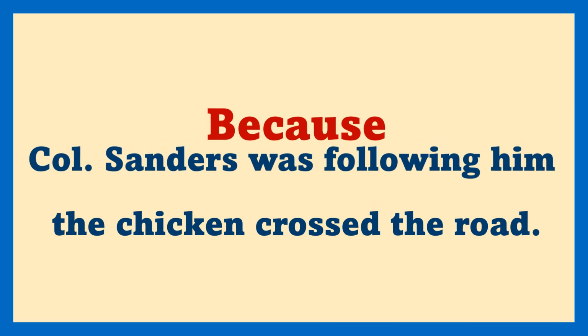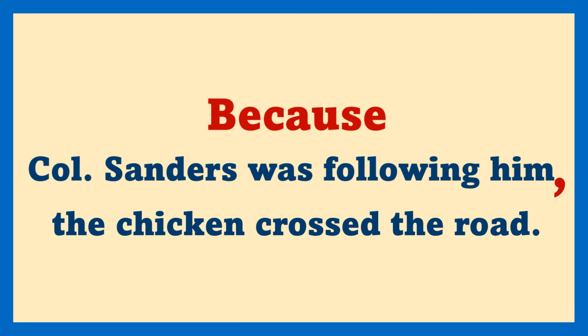If we keep the subordinate conjunction with the subordinate or dependent clause, and it moves to the beginning of the sentence, now the sentence works. Because Colonel Sanders was following him, the chicken crossed the road. And because the conjunction stays with the clause and moves to the beginning, we know it's subordinate. So therefore, there shouldn't be a comma before the subordinating conjunction in the middle of the sentence.